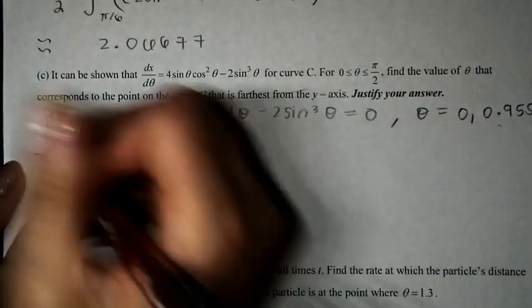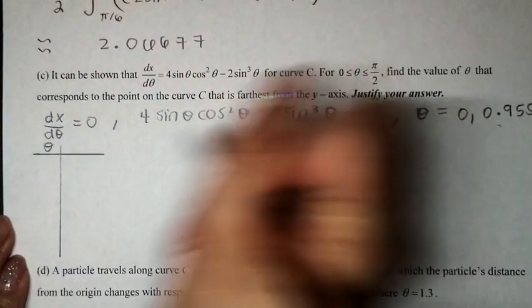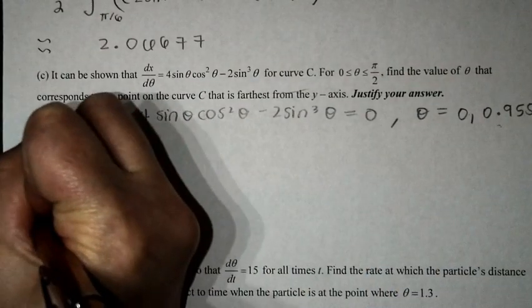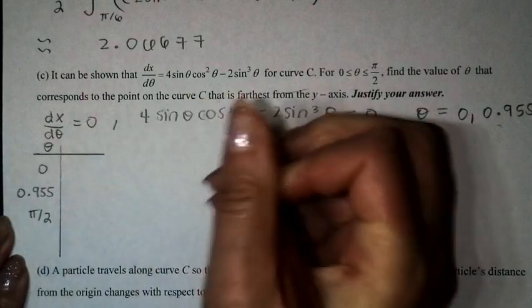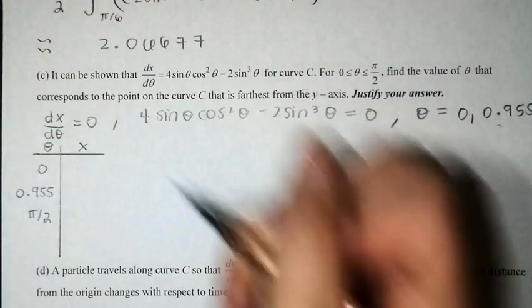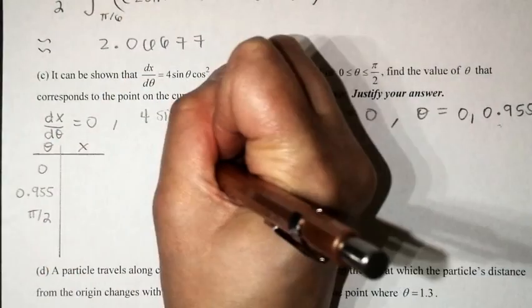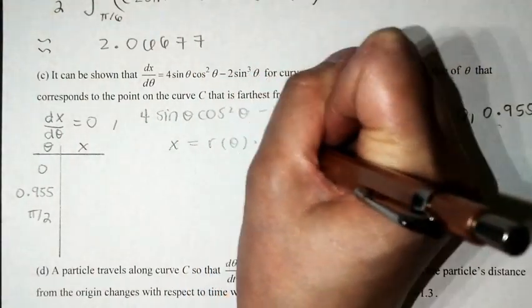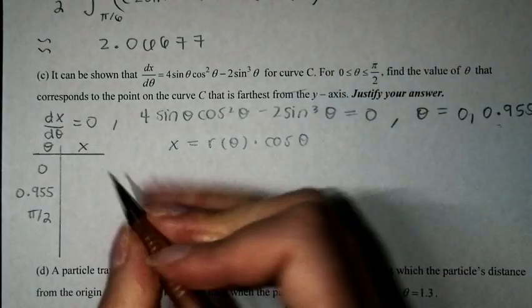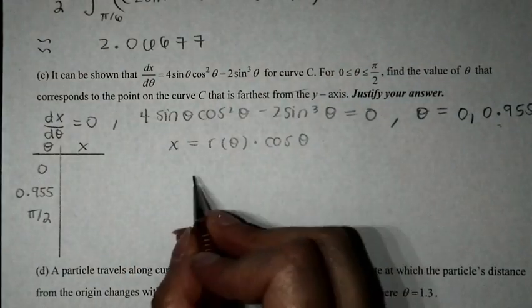Okay, so my thetas are going to be 0, 0.955, and pi over 2. Okay, and here where are you going to plug it? To x. Okay, what we know is that x is equal to what? r of theta times cosine theta. That's something that you know from pre-calculus.